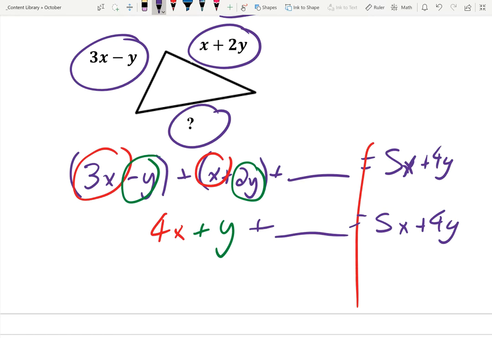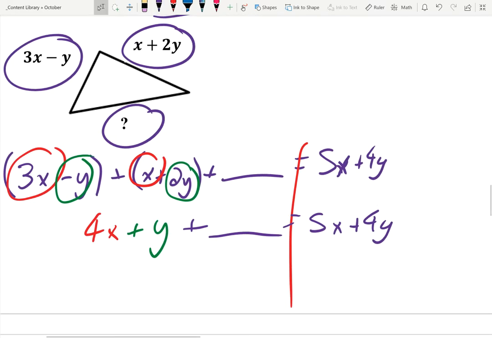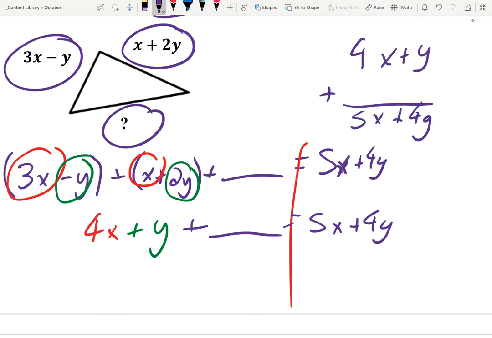So the way I look at this, and it might help if we write this vertically, is we have 4x plus y plus something equal to 5x plus 4y. And the reason I'm writing it like this is because I think it stands out a little bit more. We're going to have y's that add up. So right now there's 1y, but we need to add something to it to make it 4y. So 1y plus something makes 4y.